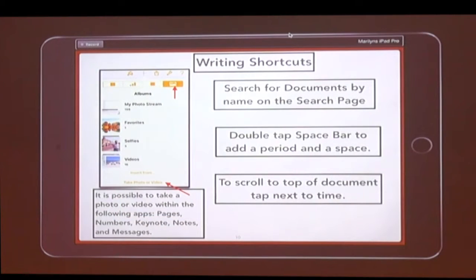You probably know that when you're typing, if you double tap your space bar, you get a period and a space, because the period is not always on the virtual keyboard.